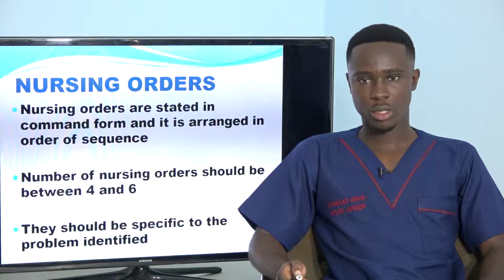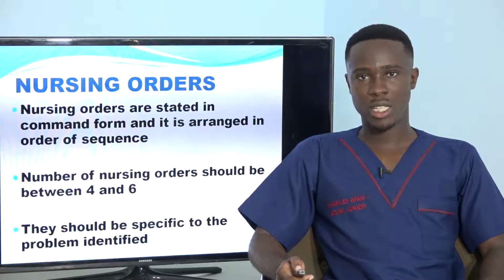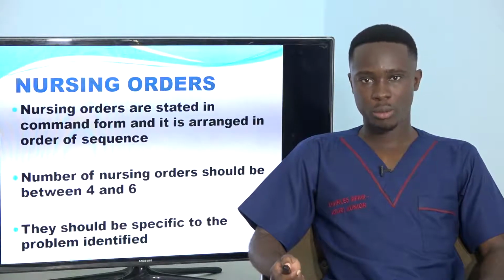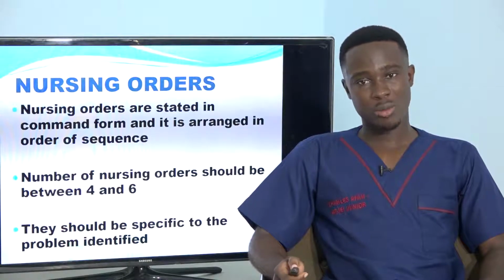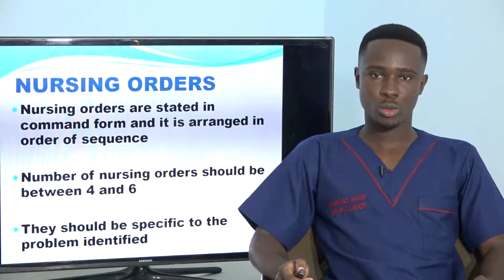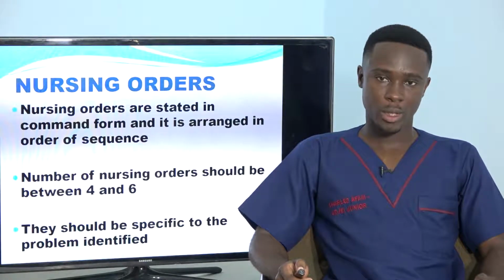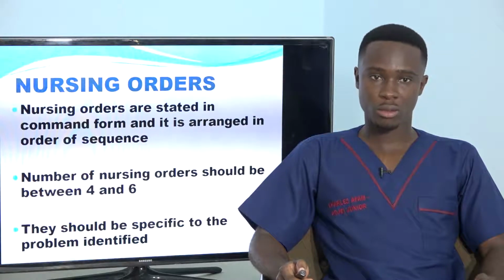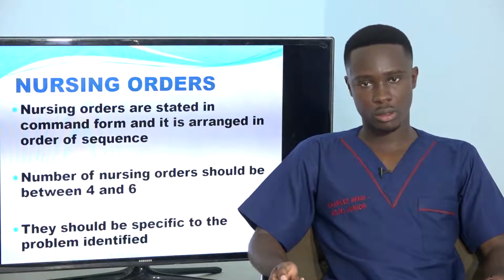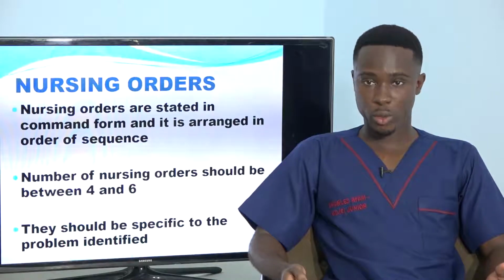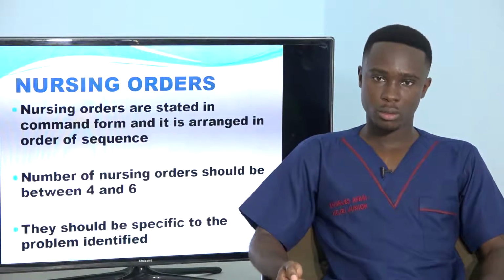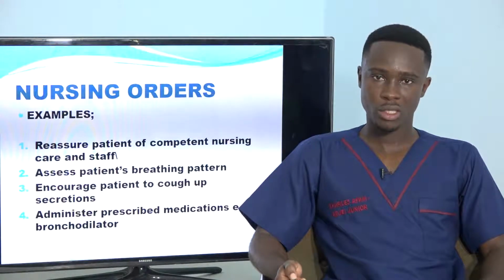And they should be specific to the problems. Many times you see students or nurses writing nursing orders which do not apply in the case of the problem identified. You have to be really specific. We try as much as possible to be specific to the health problem identified. You realize that there are general nursing orders. Some of the general nursing orders are fine. When you have them in your work, it's okay. But if you have specific ones, you are at an advantage over those who have general nursing orders. So this is an example.